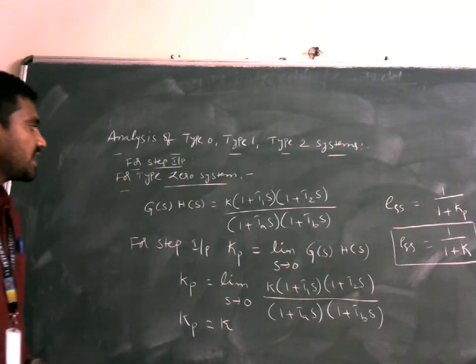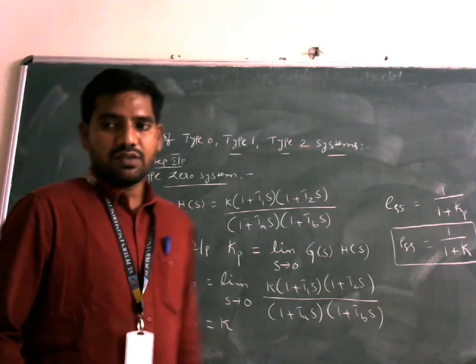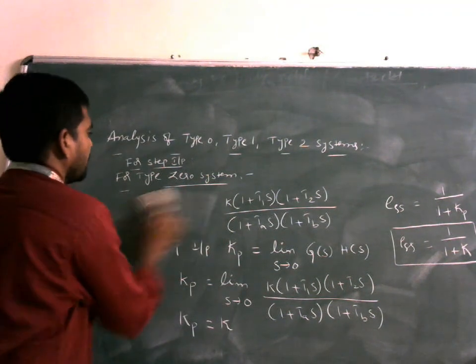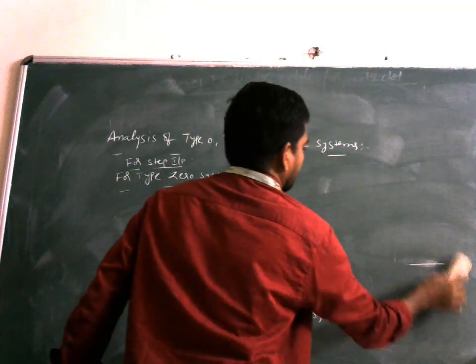And similarly, for a type 1 system, what will happen? For a type 1 system, what do we need to do here? We will see the same thing and how it changes.